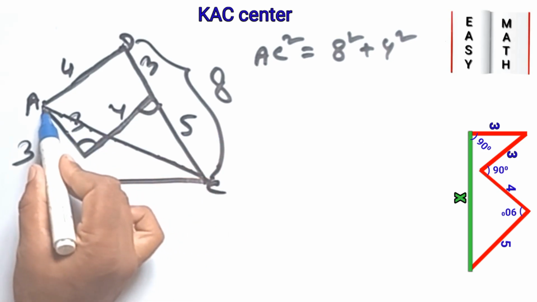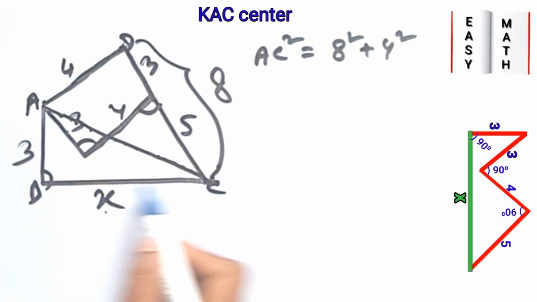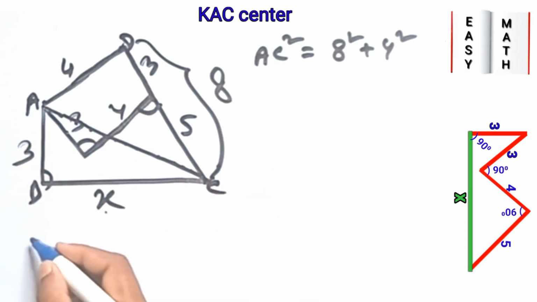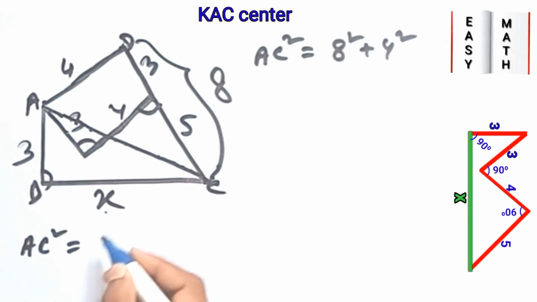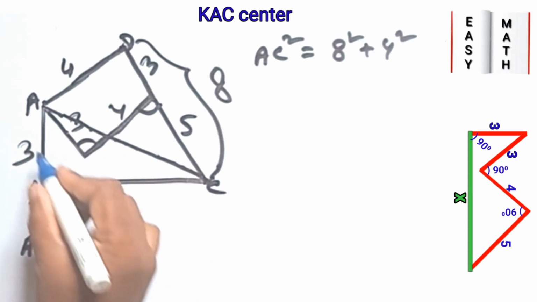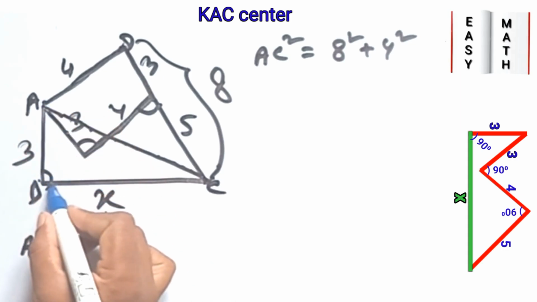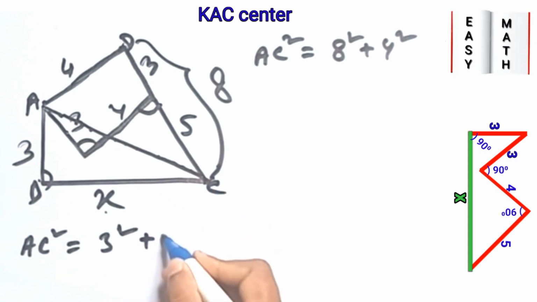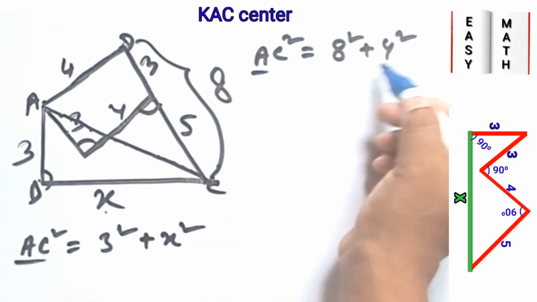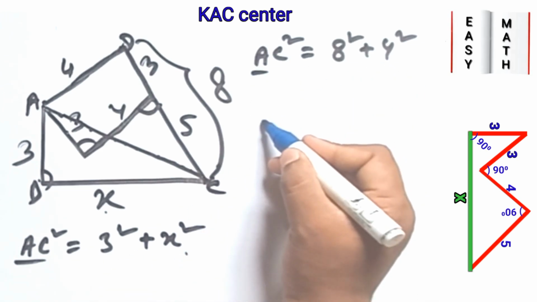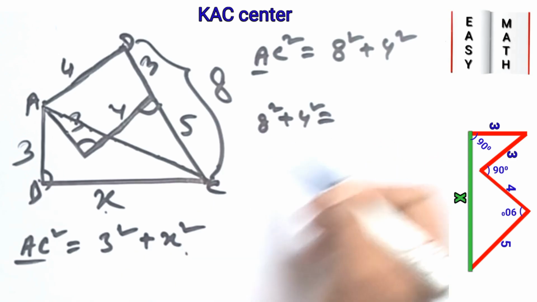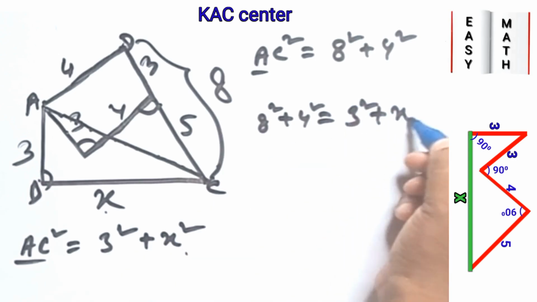And from this triangle ABC, this hypotenuse AC square is 3 square plus x square. So AC square is this and AC square is this. So you can write 8 square plus 4 square is equal to 3 square plus x square.